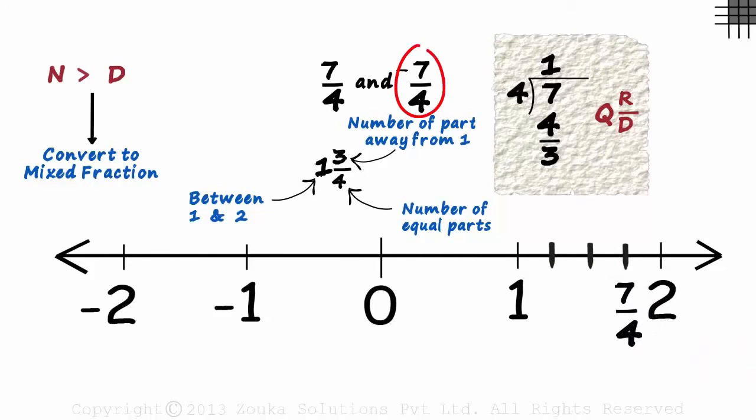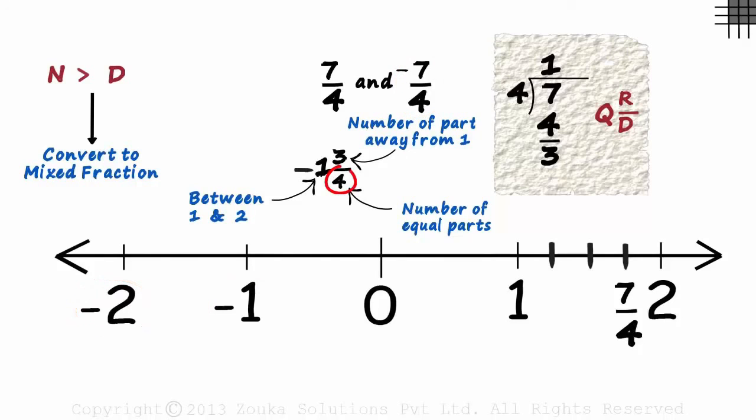What about minus 7 by 4? We can write minus 7 by 4 as minus 1 3 by 4. Now the number minus 1 tells us that minus 7 by 4 is between itself and the next number. Make note of the fact that the next number will be on the left hand side since minus 7 by 4 is a negative rational number. So the next number is minus 2. Now we can say that minus 7 by 4 is between minus 1 and minus 2.